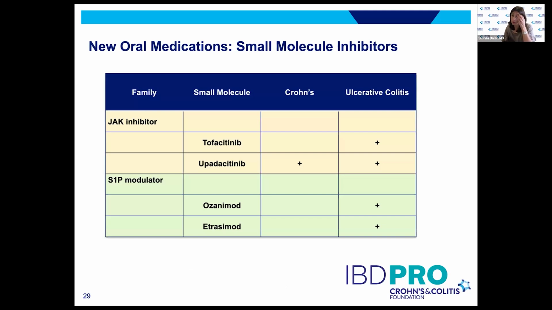Okay, so oral medications, the small molecule inhibitors. There are 2 JAK inhibitors. There's tofacitinib, which is only approved for ulcerative colitis. It has been studied in Crohn's disease in multiple trials and was found not to be effective. Or upadacitinib, which is approved for both ulcerative colitis and Crohn's disease, induction and maintenance. S1P receptor modulators include ozanimod and etrasimod. They're only FDA approved for ulcerative colitis.